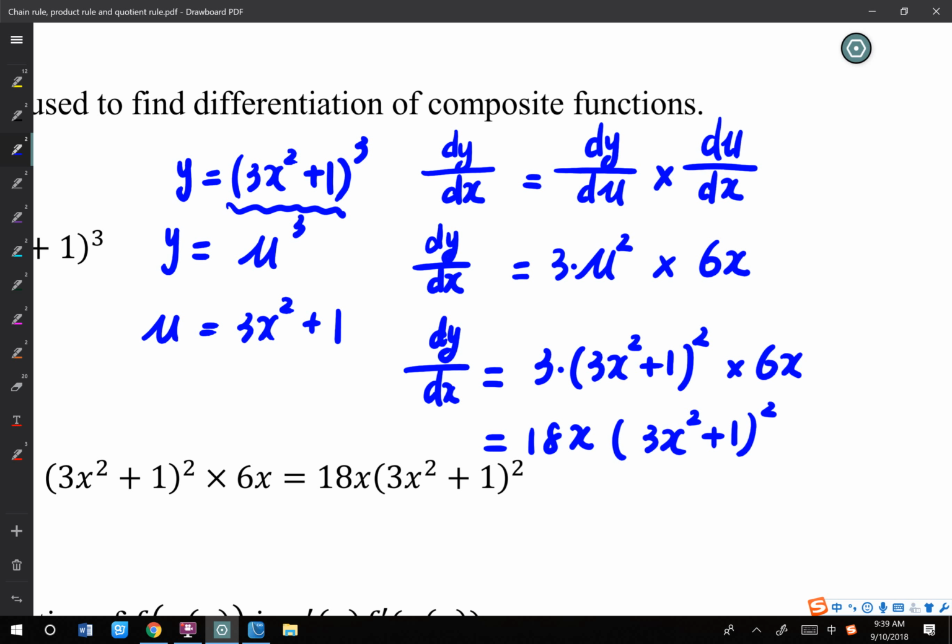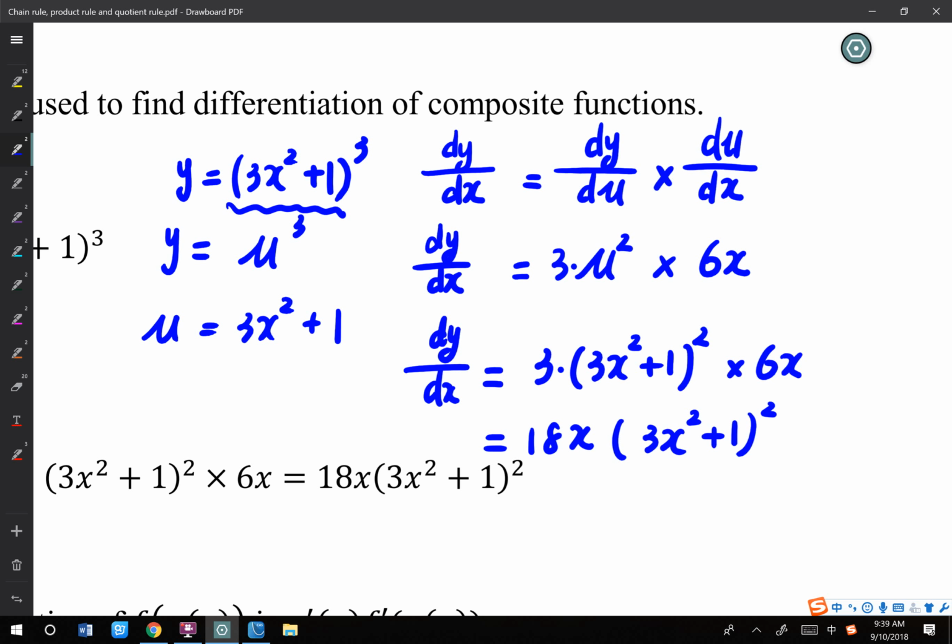This is called a composite function. For example, consider y equals (3x squared plus 1) to the power of 3. I can think of g(x) equals 3x squared plus 1, and f(x) equals x cubed. Now y equals f of g(x). I put g(x) into the x cubed function, and I get what I had at the beginning. So this is called a composite function.